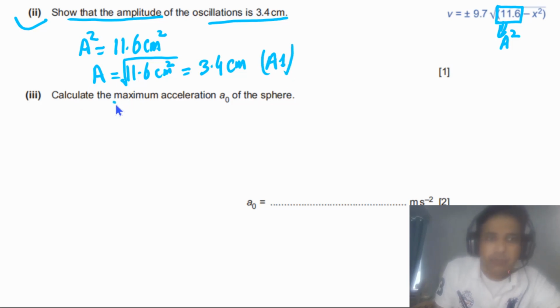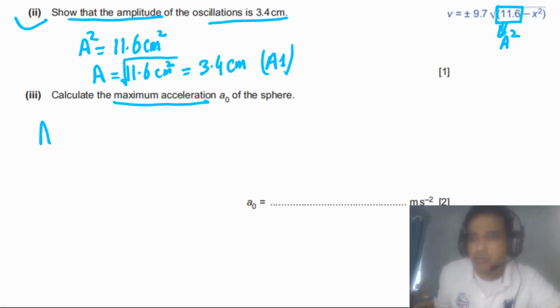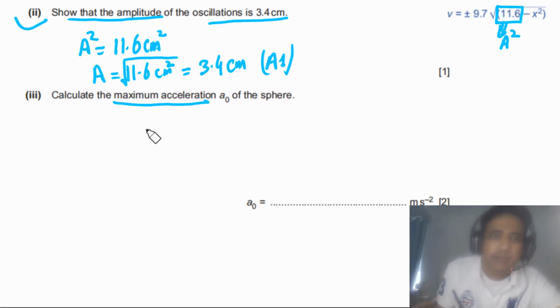For the next part, we need to calculate the maximum acceleration of the sphere. So let me use a different letter for that. As it is given in the question, maximum acceleration is a naught. This one has to be equal to the amplitude of oscillation, meaning the maximum displacement, times the angular frequency.